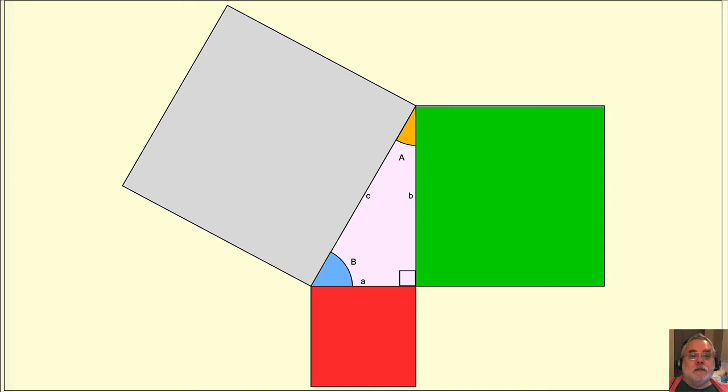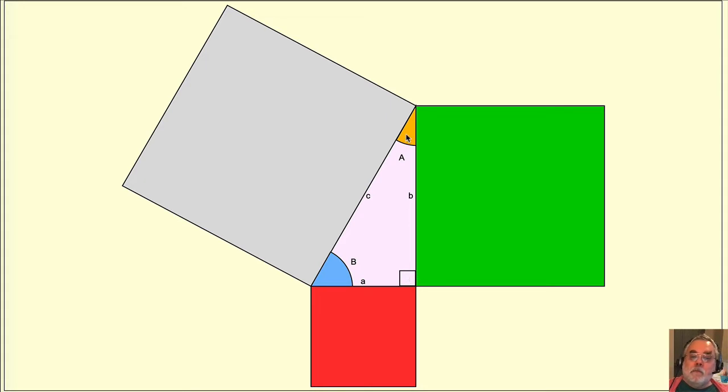This video is an easy visual proof of the Pythagorean theorem. Consider a right triangle with side lengths A less than B less than C, the hypotenuse, and angles capital A less than capital B less than C, which is 90 degrees.